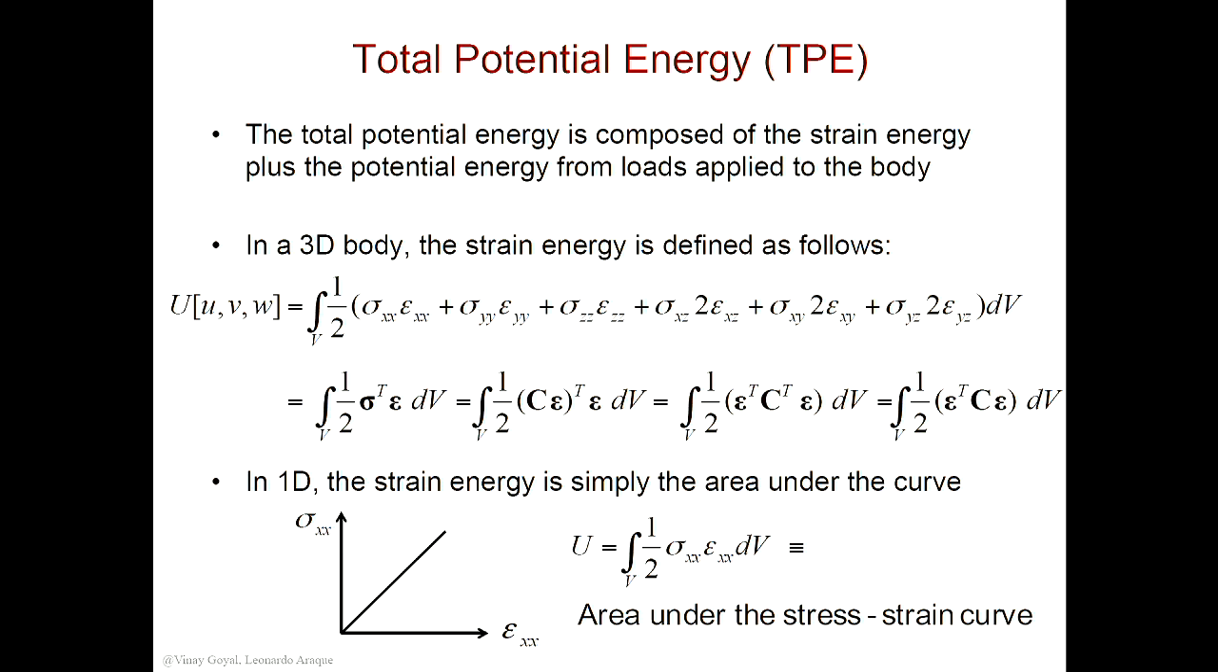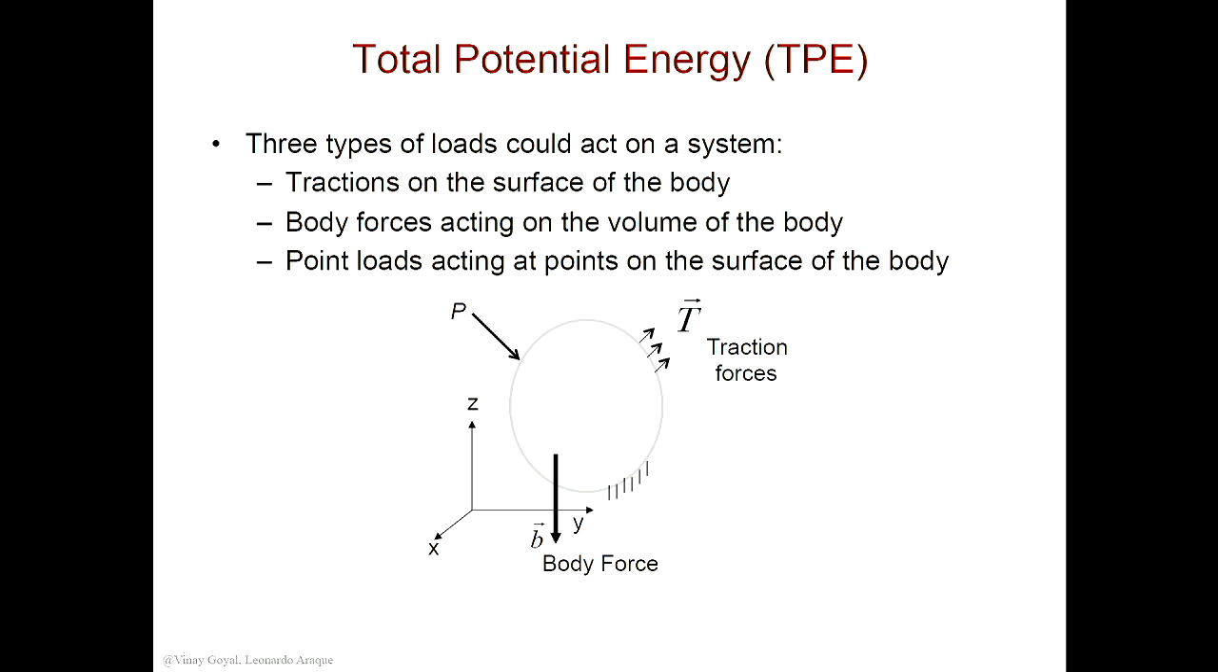And so now if I look at the contribution of the work done by the external loads, I have 3 types of loads I could have in a body. And we talked about this a little bit at some point. You have tractions acting on the surface. I could have a point load acting at a particular point. In the body, I have a body force as an example.